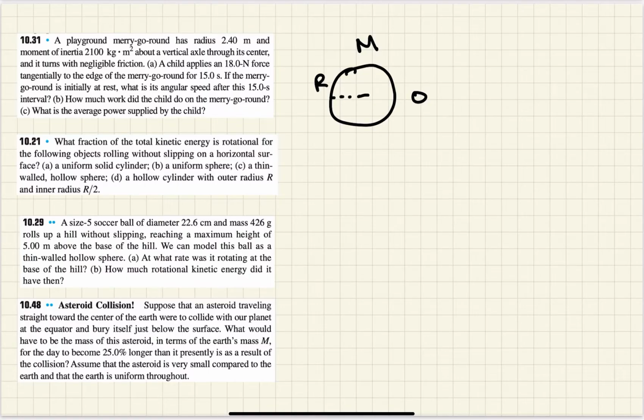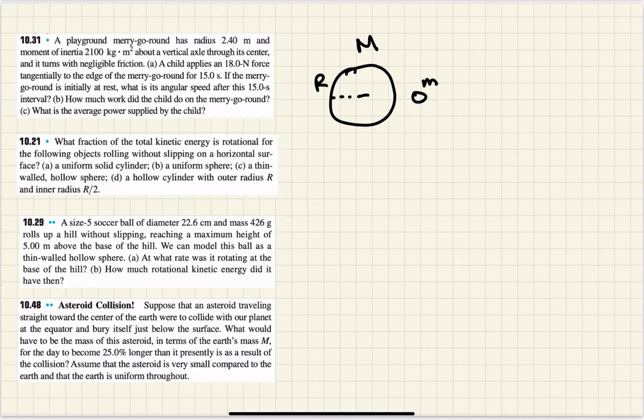What is the mass of this asteroid? It's lowercase m, and we want to find out what lowercase m is in terms of uppercase M. And it says, assume that the asteroid is very small compared to the Earth, and the Earth is uniform throughout. Okay, so if the asteroid is very small, its radius is 0. It's not really 0, but it's negligible, and so we don't really care about it that much.